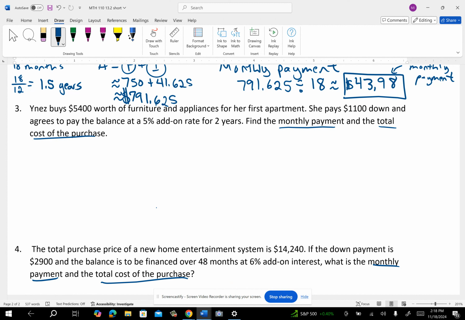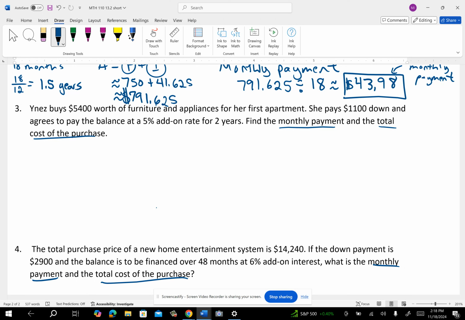Okay, so on this one, we know that the furniture and appliances she needs are $5,400. She's able to pay $1,100 now. She's paying $1,100 down, which means she's making a down payment of $1,100. Then she agrees to pay the rest, the balance, at 5% add-on interest for 2 years.